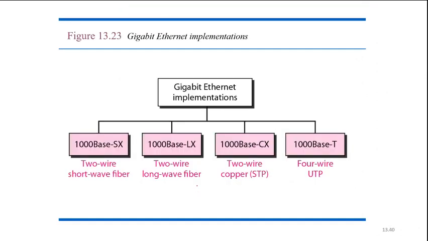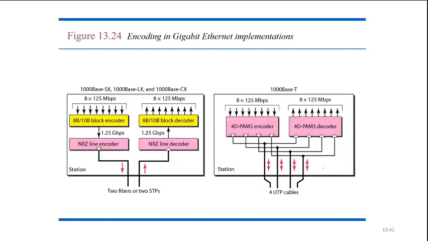Similar to the earlier implementations, gigabit Ethernet is implemented likewise. 1000BASE-SX uses two wires, short wave fibers. LX uses long wave fibers. 1000BASE-CX uses two wires, C being for copper STP, that is shielded twisted pair, which we have already seen. And then 1000BASE-T is basically the normal unshielded twisted pair. Four wires will be used.